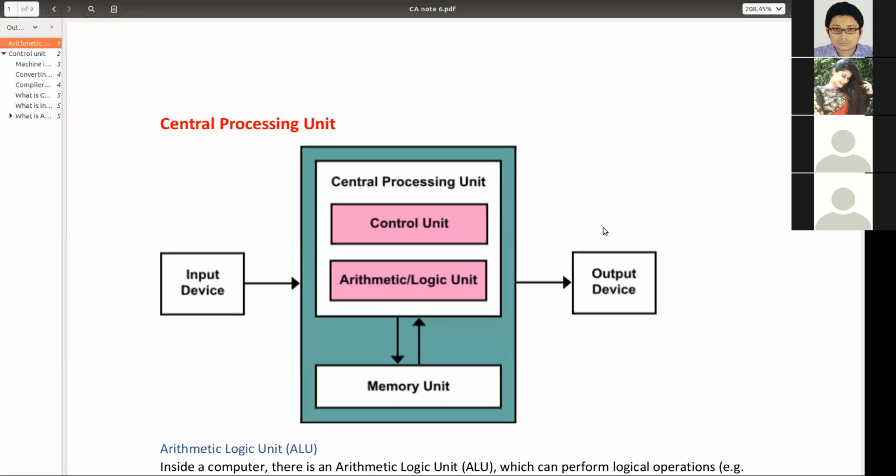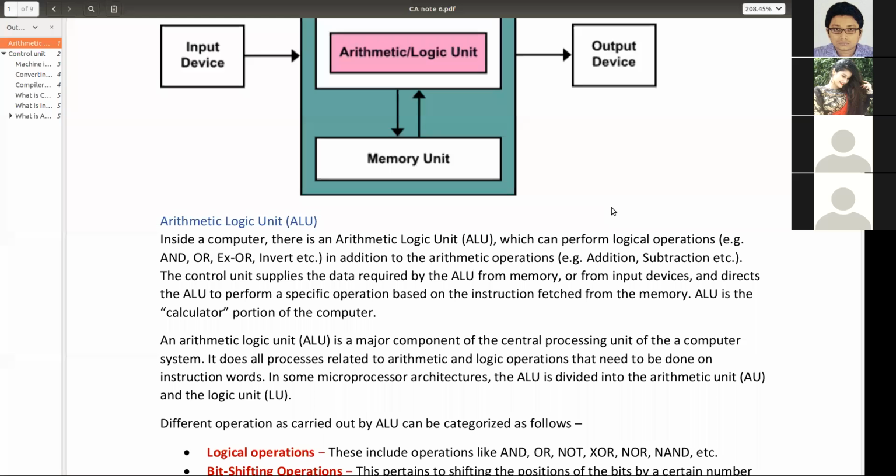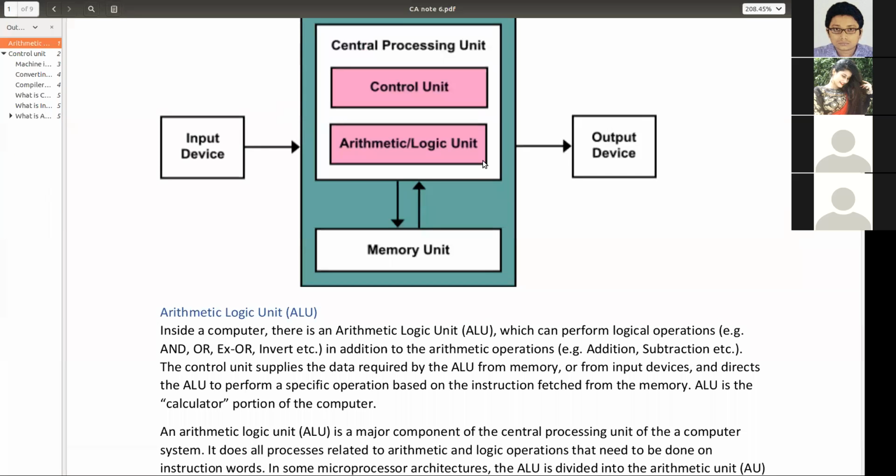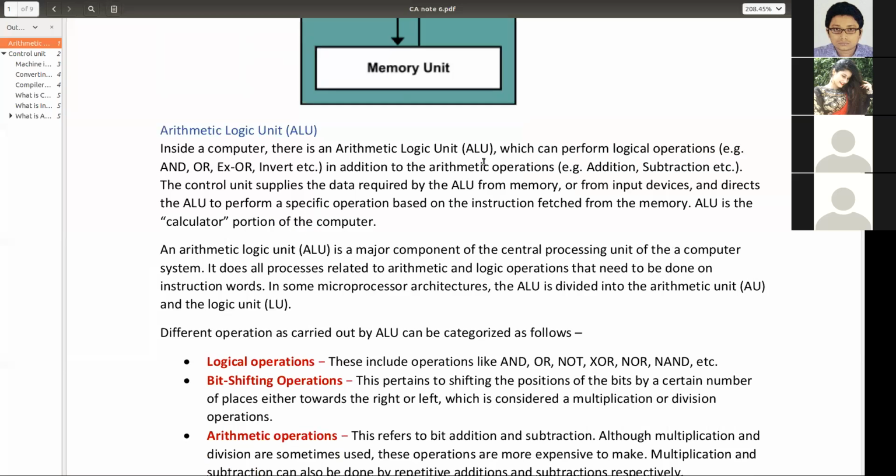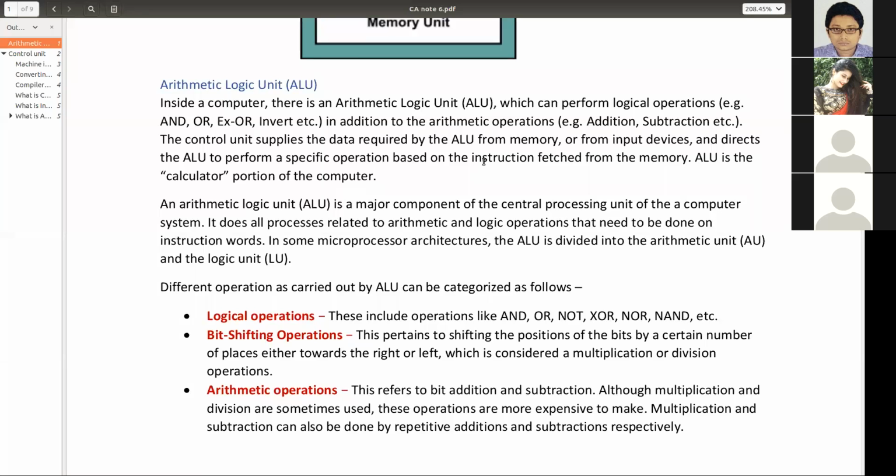So these are the three parts of the CPU, the arithmetic and logic unit, as written over here. If you see the different operations of the arithmetic and logic unit, there are primarily two operations, as I told you. One is arithmetic operations, another is logical operations. Under the logical operations, there are different kinds of operations, like AND operation, OR operation, NOT operation, XOR operation, NOR operation, NAND operation.